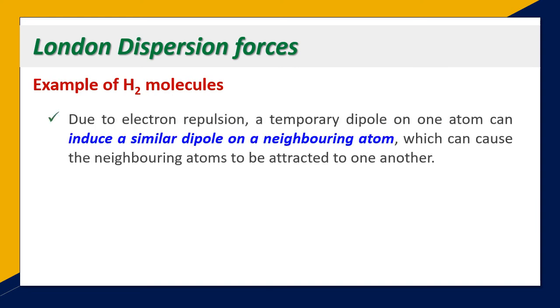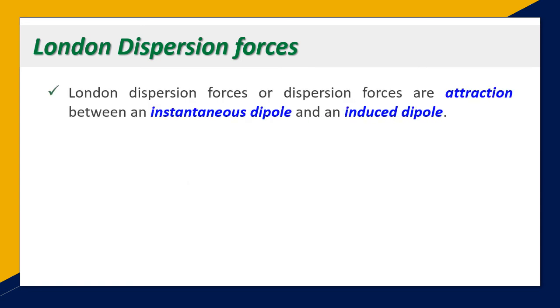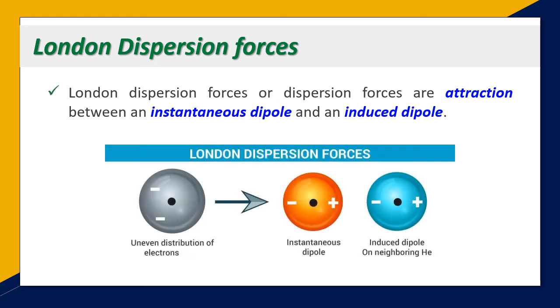Due to the electron repulsion, a temporary dipole on one atom can induce a similar dipole on a neighboring atom, which can cause the neighboring atoms to be attracted to one another. London dispersion forces or dispersion forces are attraction between an instantaneous dipole and an induced dipole.